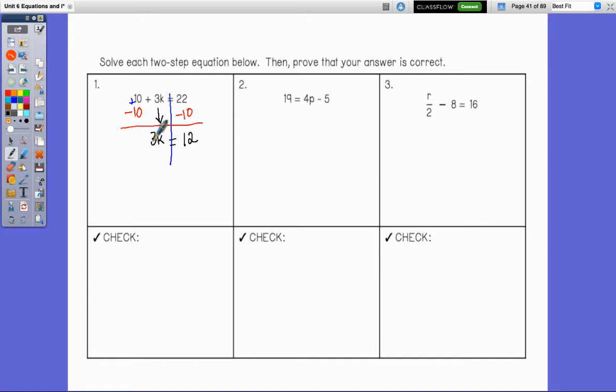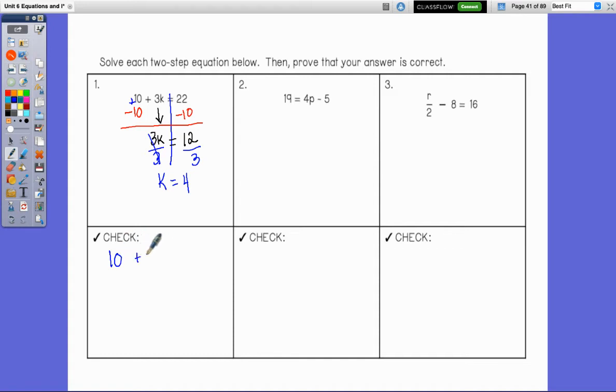And 22 minus 10 is 12. Now these guys are married, they are touching, so that is multiplication. To undo multiplication, I need to use division. I'm going to divide both sides by 3. 3 divided by 3 leaves me just with k. 12 divided by 3 is 4.